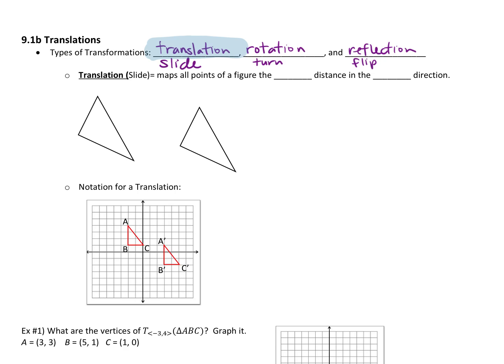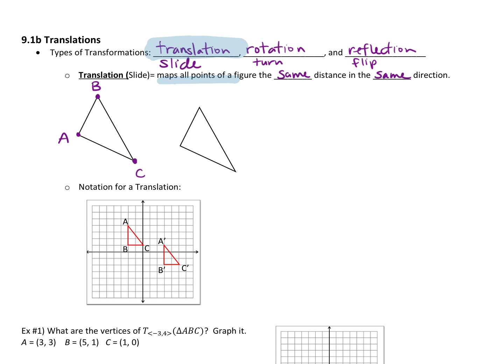There we go. All right, so with a slide, it's going to take all of the points of your figure and map them the same distance and the same direction. Okay, so if I have 3 points, we're going to call these points A, B, and C. This one A, this one B, this one C. What's happening is we're taking those points and just sliding them to new places.